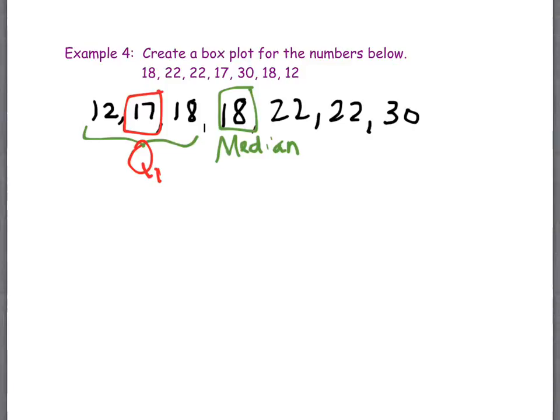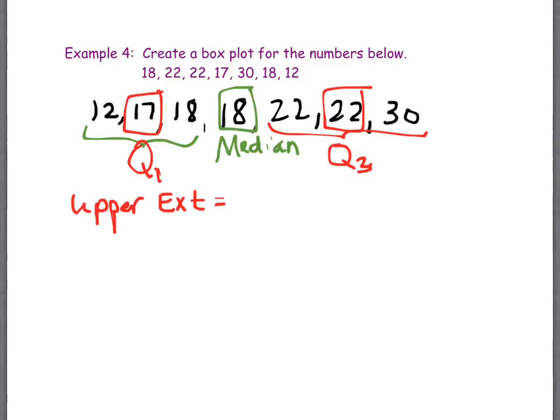And what about the middle of the upper values? 22, this one is Q3. And then let's also identify my upper extreme. 30. And my lower extreme? Obviously this is a very small set of data, but it works the same way no matter how many data points you have.